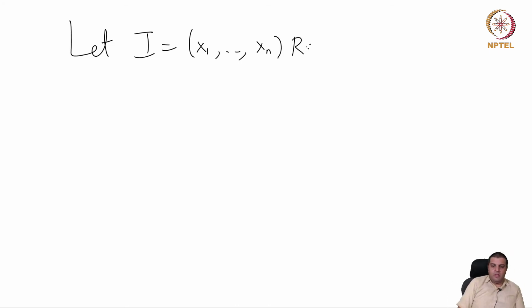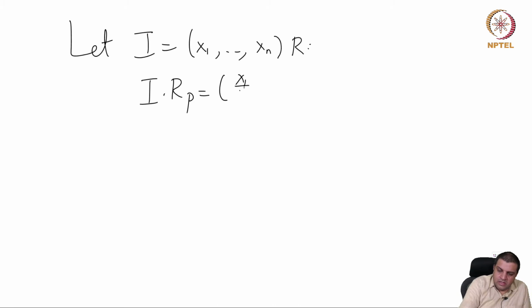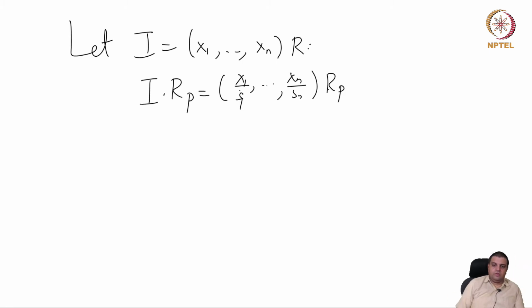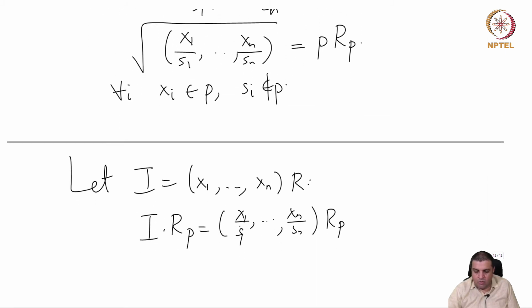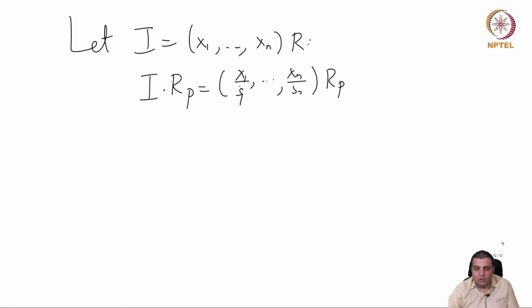Then of course I extended to RP is x1 over s1 through xn over sn RP, because these are anyway units in this ring, so whether they are inside or not, it's immaterial. One could have written x1 over 1. Now the claim is that P is minimal over I.